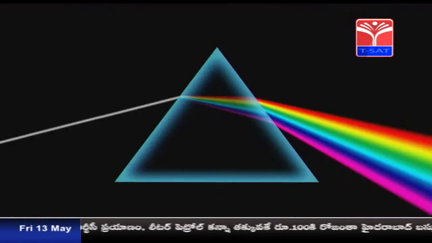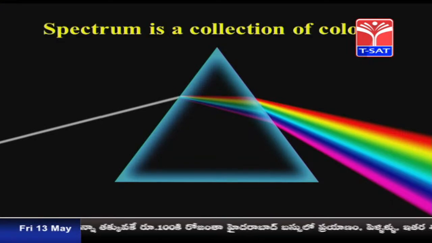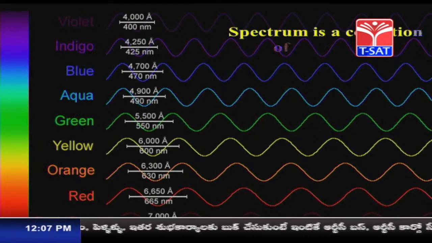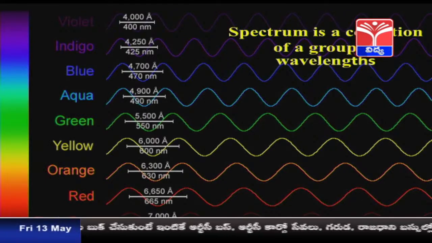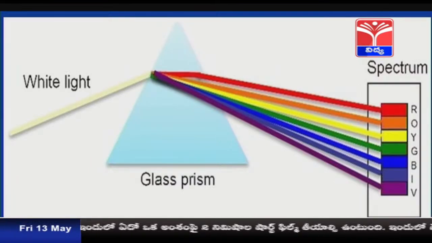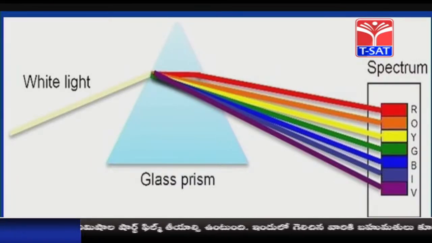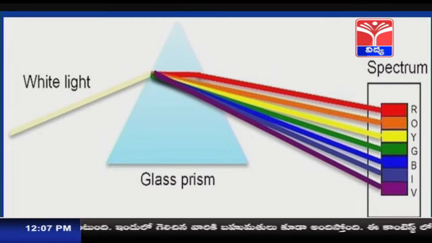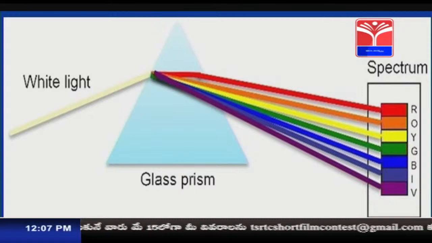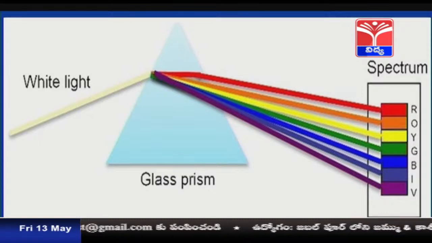Children, what is spectrum? Spectrum is nothing but a collection of colors, a collection of a group of wavelengths. Children, you might have seen the rainbow during the rainy season. 7 colors you can find there: violet, indigo, blue, green, yellow, orange and red. Simply we will say them as VIBGYOR. In the rainbow we find the 7 colors, and those 7 colors are visible colors, and it is said to be the visible spectrum.